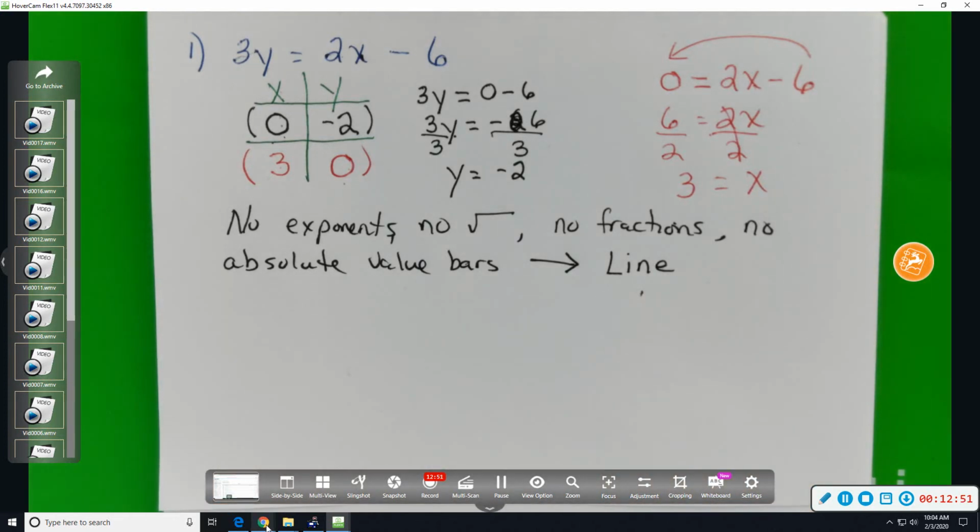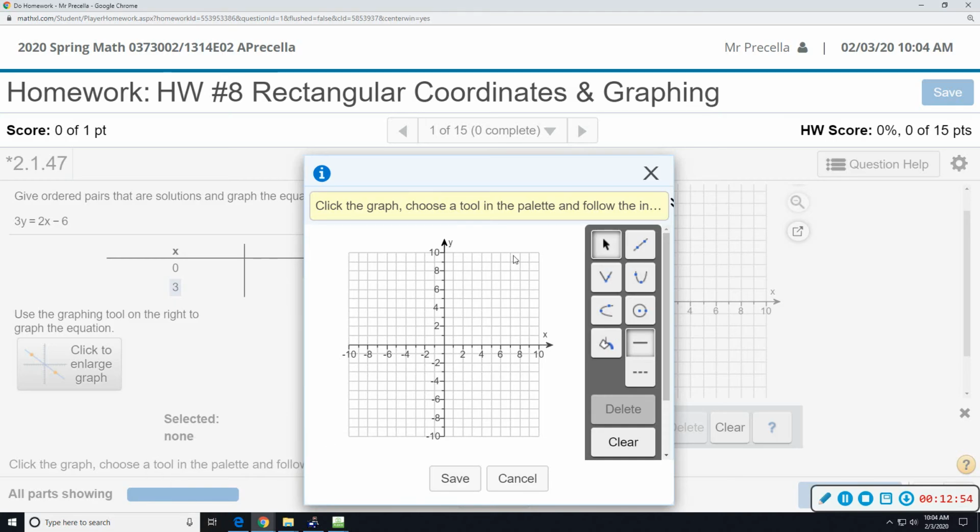Let me show you how you do this. So you start over here by clicking on the line tool. And at this point, the yellow rectangle gives you instructions. Click the graph to plot the first point. Well, what was that first point? It's cut off. 0, -2. So 0, -2. That would be over 0, down 2. 0, -2, right there.